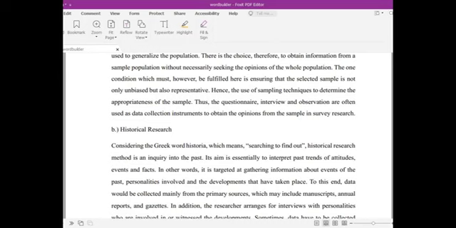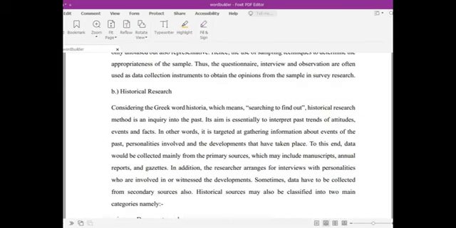Hence, the use of sampling techniques to determine the appropriateness of the sample. Thus, the questionnaire, interview, and observation are often used as data collection instruments to obtain the opinions from the sample in survey research. We go to historical research.